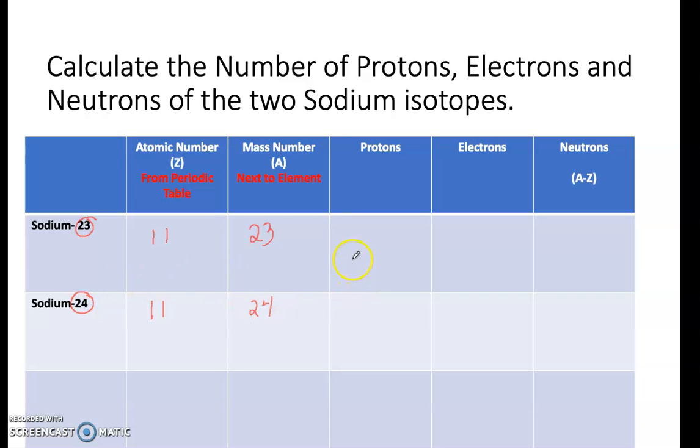Now looking at the numbers that we got, the atomic number tells us we have 11 protons and 11 electrons. Remember, they equal each other. 11 protons, 11 electrons. Now to calculate the number of neutrons, you take the mass number minus the atomic number. So 23 minus 11, and that equals 12. And for this one, we have 24 minus 11, and that's 13.